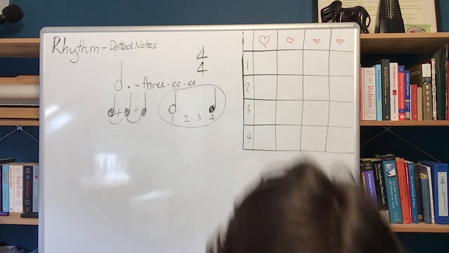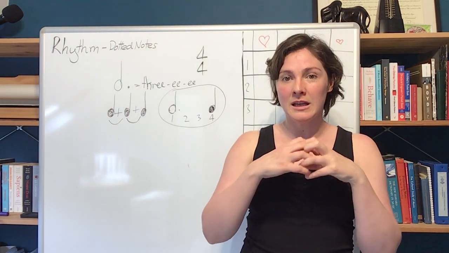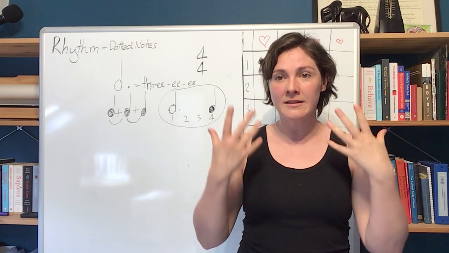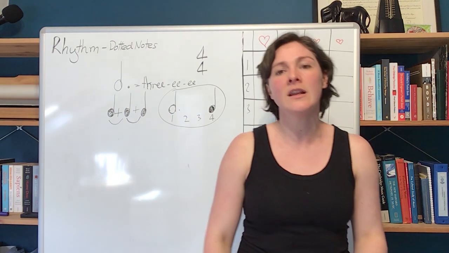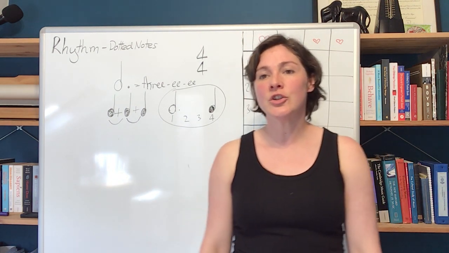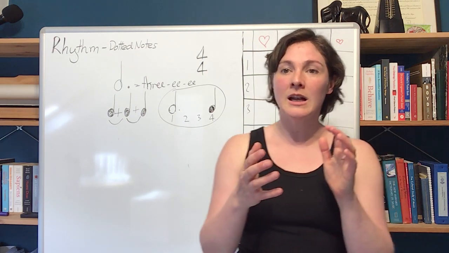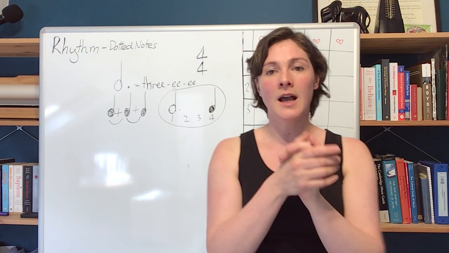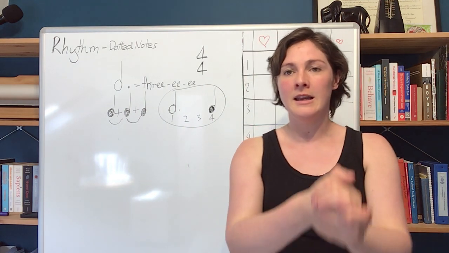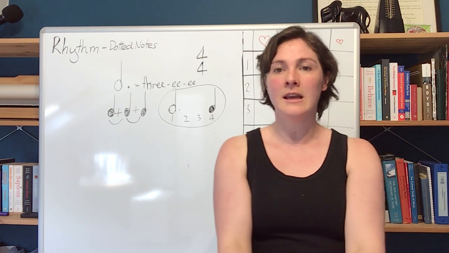Again, this is all pretty easy, but we're going to be developing it into smaller note values. So let's get the basics sorted first into our bodies. So let's get our feet going again. So we're going to do 1, 2, 3, 4, 1, and then we're going to get our hands and clap the rhythm. So it goes "too-ee-ee ta, too-ee-ee ta, too-ee-ee ta."